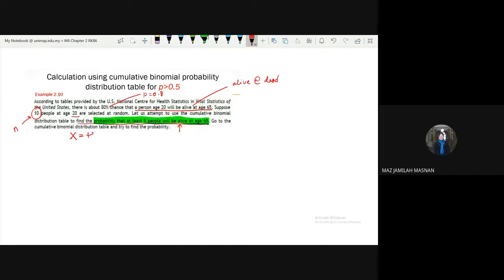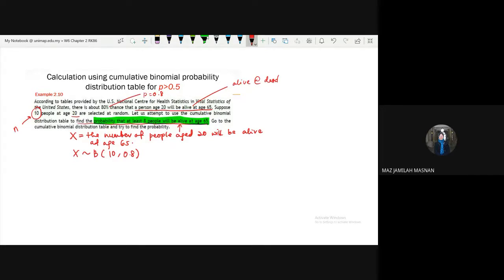So X will be the number of people aged 20 who will be alive at age 65. That will be your defined X. So how is X distributed? X is distributed binomially with number of trials 10 and probability of success 0.8. Now, obviously 0.8 is larger than 0.5.